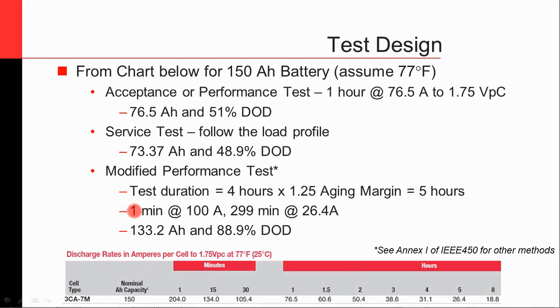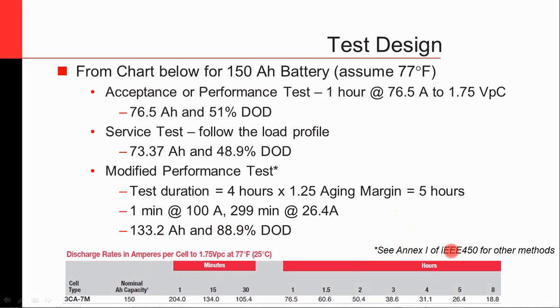Additionally, I need to test the critical period of this, which is the 100 amps. So I need to do 1 minute at 100 amps, and then I need to do the published rate for the 5 hour test, which if I look down here is 26.4 amps. So that's what I do for the other 299 minutes of that 5 hour test, is the 26.4. Now that's obviously very consumptive, 133.2 amp hours, and I get an 88.9% depth of discharge. So I've used 1 cycle in that test.